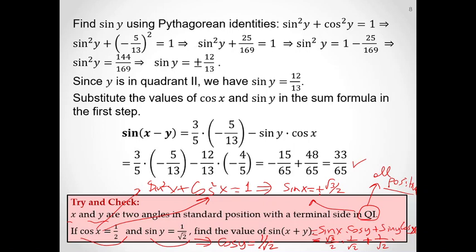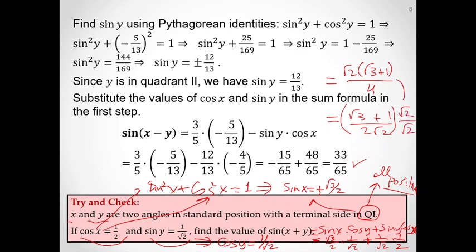This has to be x, sorry guys. And the cosine x is 1 over 2. And we end up with this type of answer here: square root 3 plus 1 over 2 square root 2. Or if you want to rationalize the denominator, you multiply everything by square root 2, both in the numerator and the denominator. So in the denominator you will have 4.